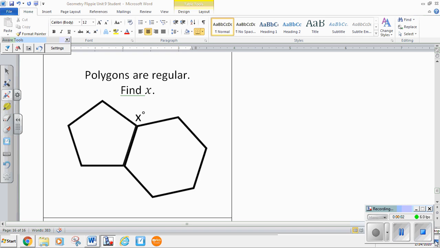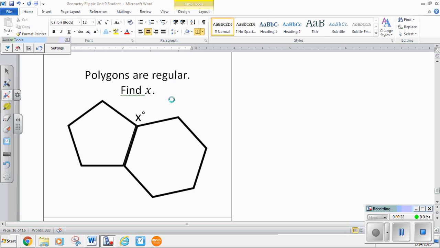This is lesson 9.55, tessellations. Tessellations are like tiling a floor. When you have polygons that are touching each other, like they're tiling a floor, then you have a tessellation.